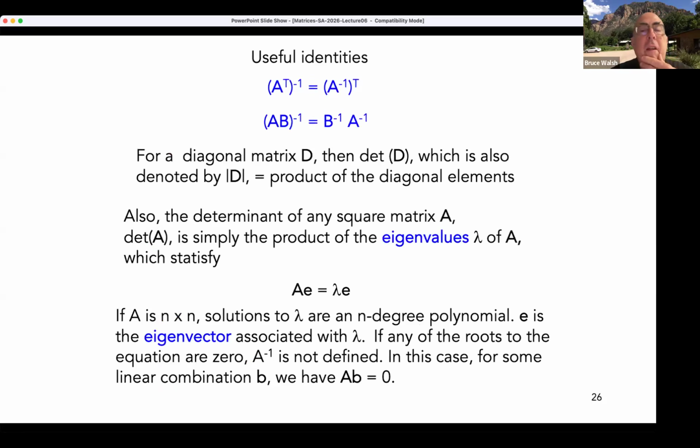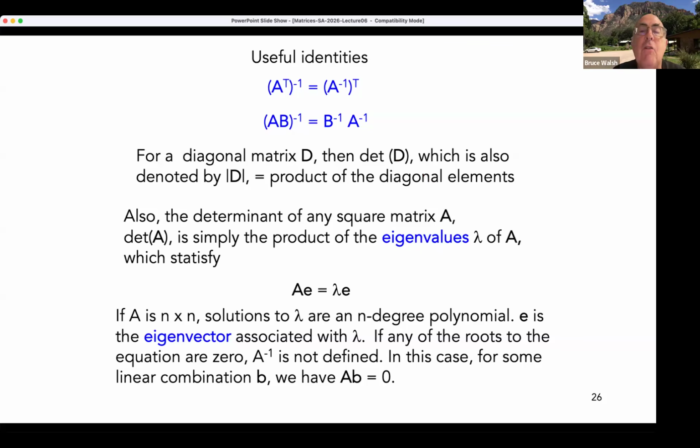So a couple of useful identities. And again, these are things you look up, don't memorize. If A inverse exists, then the transpose of the inverse equals the inverse of the transpose. So if A inverse exists, its transpose equals the inverse of A transpose. If A and B both have inverses, then the inverse of AB exists, and is simply B inverse times A inverse.